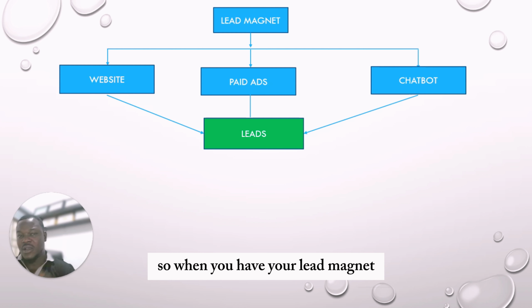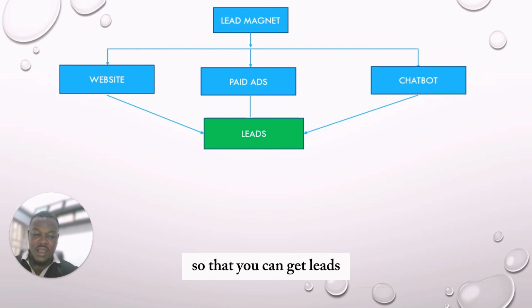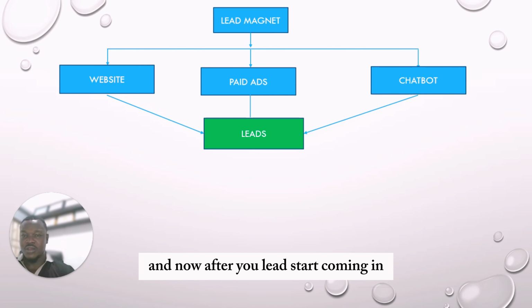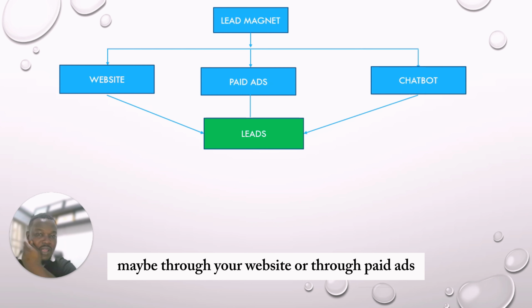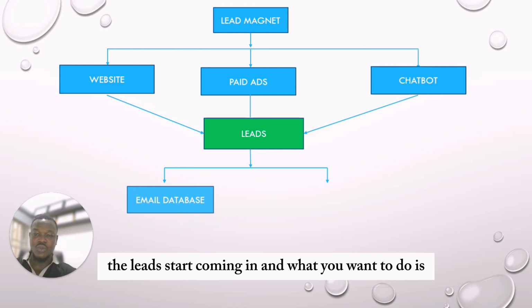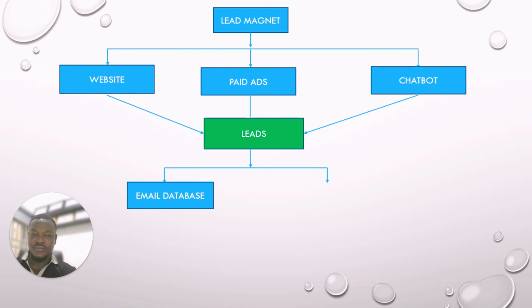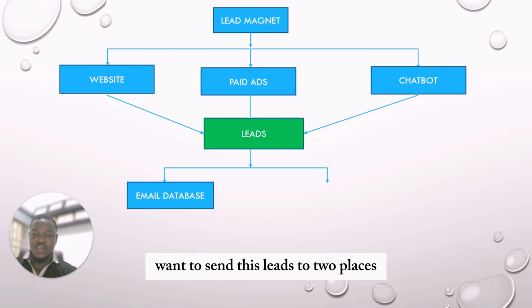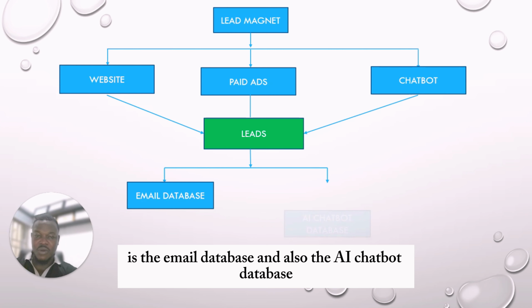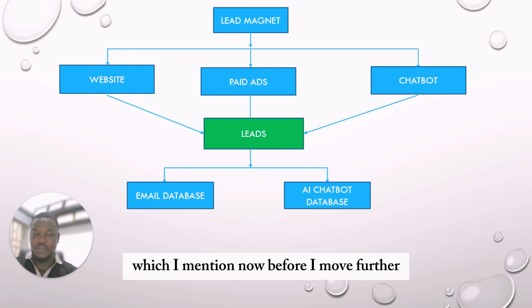So when you have your lead magnet, the next thing is to spread your lead magnet so that you can get leads. And after leads start coming in, maybe through your website, or through lead generation paid ads, or maybe through chatbots, what you want to do is to send this lead to an email database. We want to send this lead to two places. First of all is the email database, and also the AI chatbot database, which I mentioned.